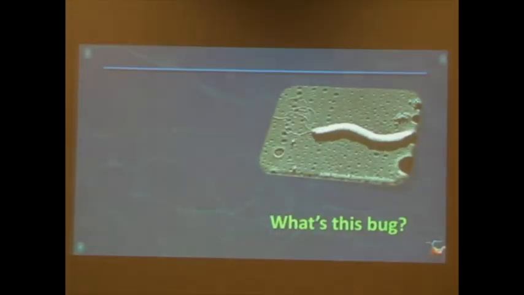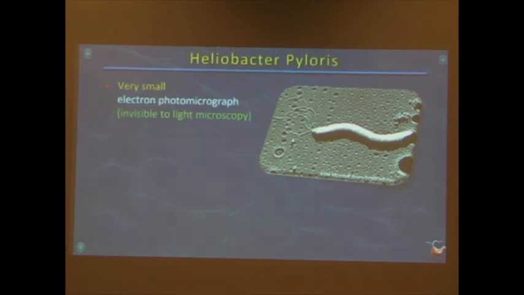Last question, trivia quiz. Anybody want to hazard a guess as to what this bug is? It's dentally relevant, but not for periodontal disease. Let me give you a clue. This is an electron micrograph. You can't see it with a phase microscope. It is H. pylori. This is the bug that causes ulcers. And I only mention that because the mouth is the second largest reservoir of H. pylori. So at the same time you're doing good hygiene to prevent periodontal disease, you could be doing your patient a favor by reducing their odds of having ulcers as well.